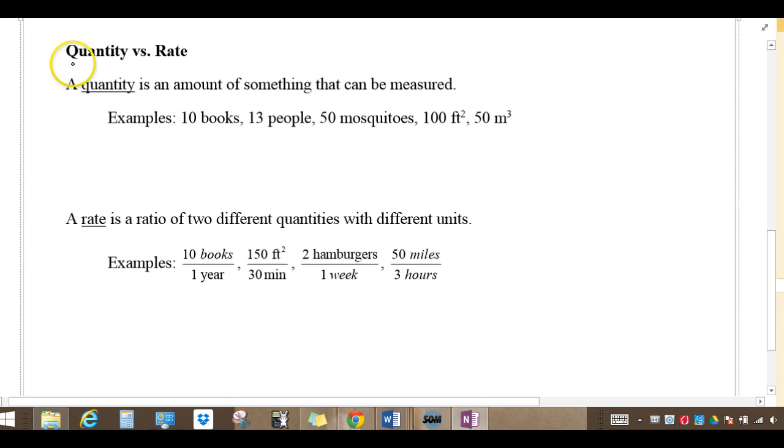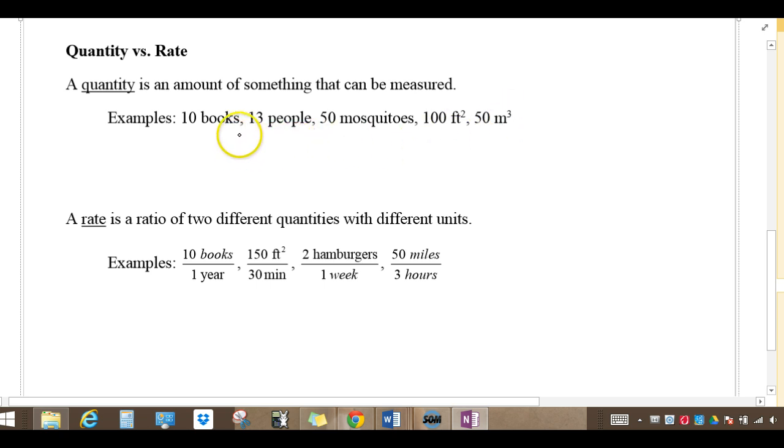Let's start by comparing the definitions of a quantity versus a rate. So in mathematics, a quantity is an amount of something that can be measured. So here are a few examples. I can have 10 books, or 13 people, or 50 mosquitoes. Or I can have 100 feet squared, or 50 meters cubed. So all of these are an example of a quantity.